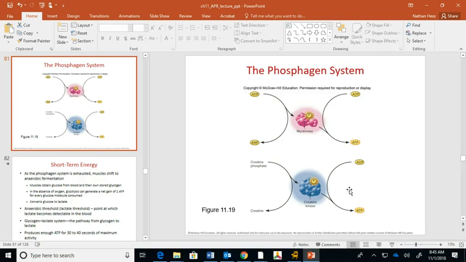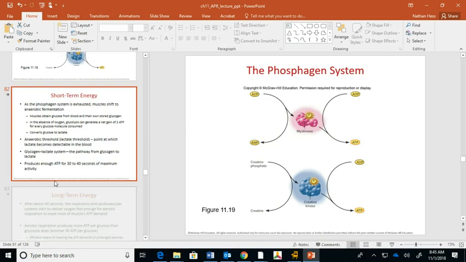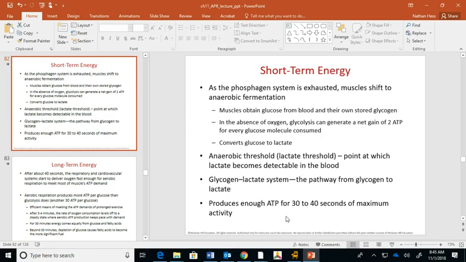This is enough fuel for 1 minute of brisk walking or 6 seconds of sprinting. Not a lot of time, but enough that if you were in danger, you don't have to wait for your blood to bring oxygen to actually escape and get away. Does that make sense? For the short term, we're talking about 30 to 40 seconds of maximum activity.